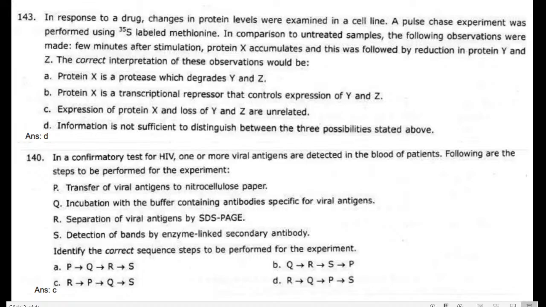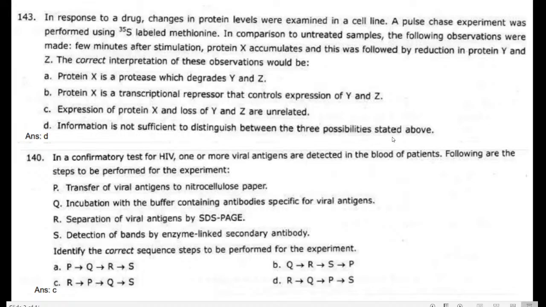In comparison to the untreated sample, the following observations were made. Few minutes after the stimulation, protein X accumulated after the particular period of radioactive label exposure. That was followed by a reduction in protein Y and protein Z. So two things: first accumulation of X, after that reduction of Y and Z. The correct interpretation of this observation would be option D: information is not sufficient to distinguish between the three possibilities stated above.